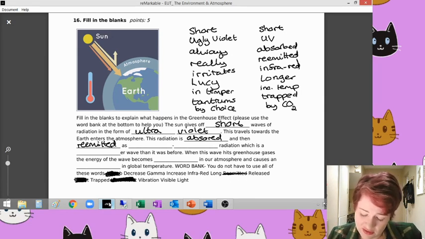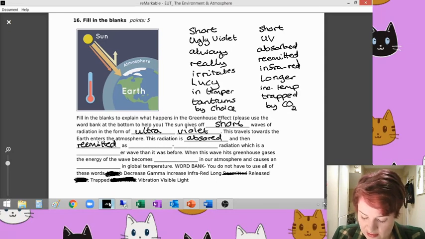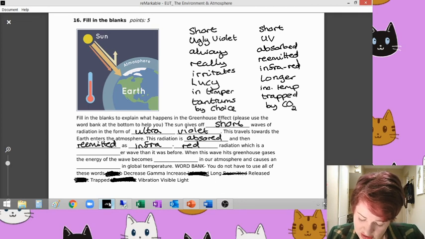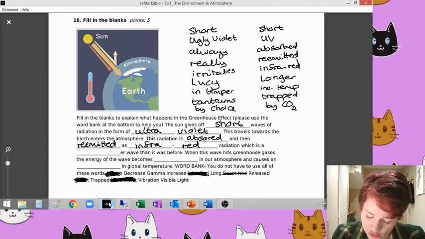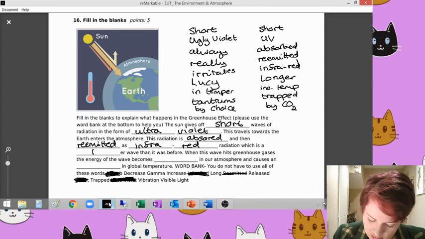So the sun gives off short waves of radiation in the form of ultraviolet. This travels towards the earth and enters the atmosphere. The radiation is absorbed and then re-emitted as, and there's a hyphen there, so the only one with a hyphen in was the infrared, so we're going to go infrared, cancel that out because we've used that. Radiation, which is a something, well, it's either going to be short or long, isn't it? So let's go long.